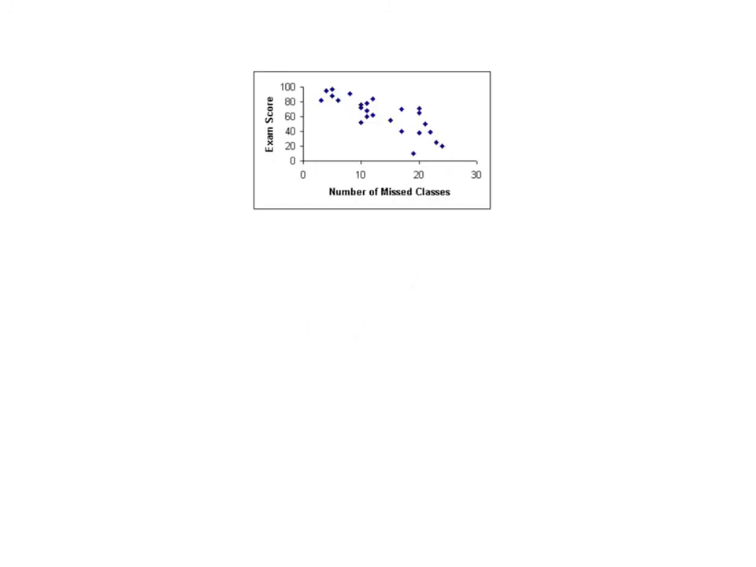So here's an example of negative correlation, which is showing that in general, students who missed classes for whatever reason, whether they were sick a lot or just not motivated, and how they did on their tests, that in general, students who miss more classes tend to get lower scores on the tests.